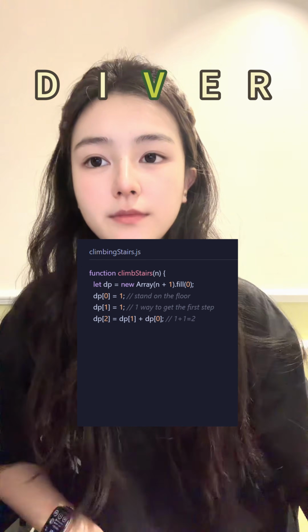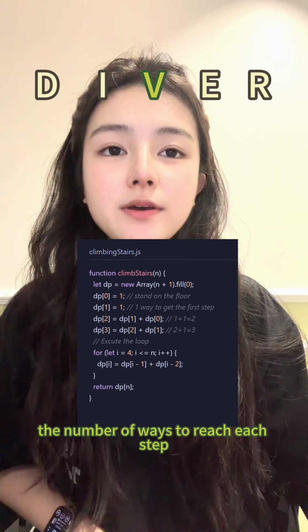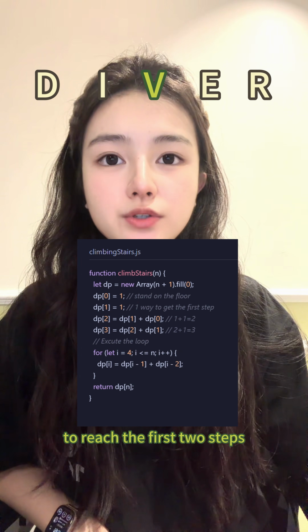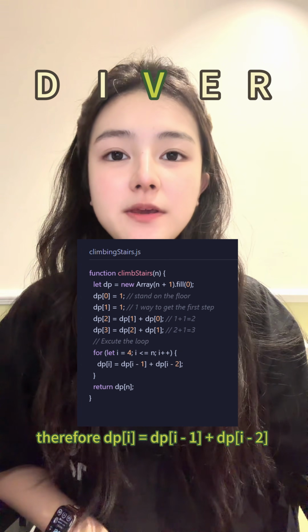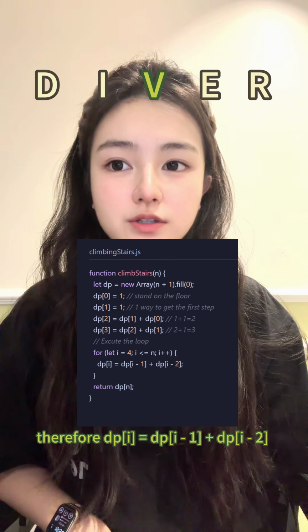Can you see the pattern? We can conclude that the number of ways to reach each step is equal to the sum of the number of ways to reach the previous 2 steps. Therefore, dp[i] equals dp[i-1] plus dp[i-2].